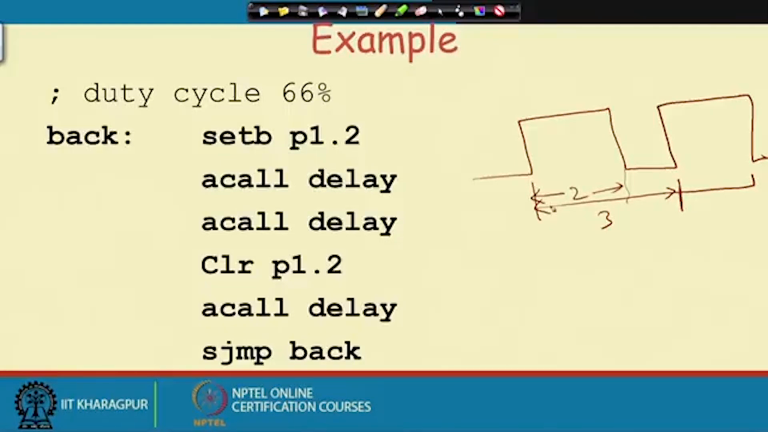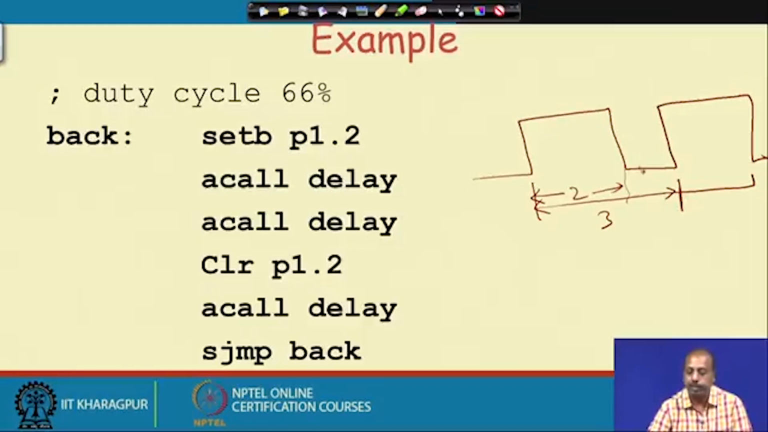So, how do we do it? We set port 1's bit number 2, then call the delay routine, then put 2 delays. If I assume that each call produces a delay of 1 time unit, then I am giving 2 calls. So, I will get 2 delays, then clear that bit. So, it will become low, and then I am putting a delay of 1 unit.